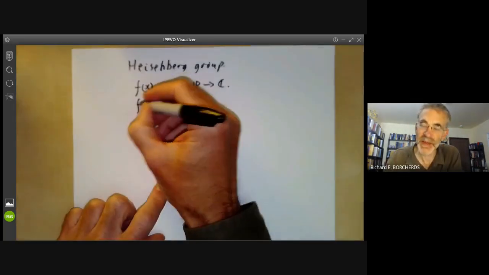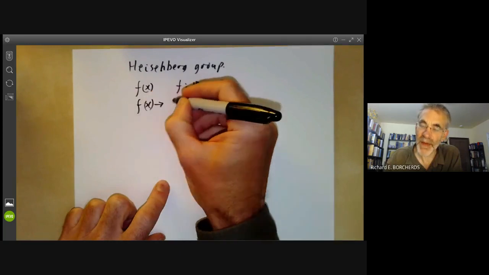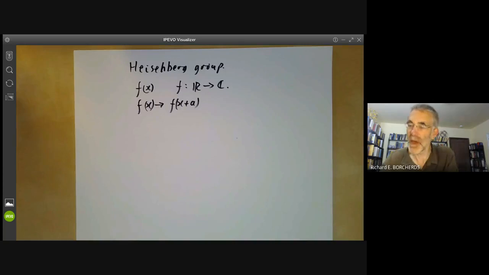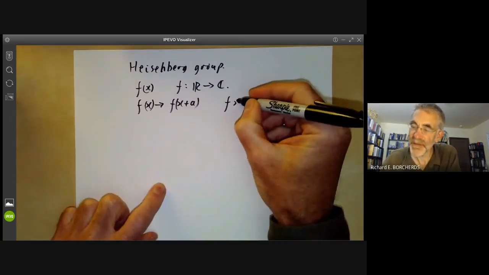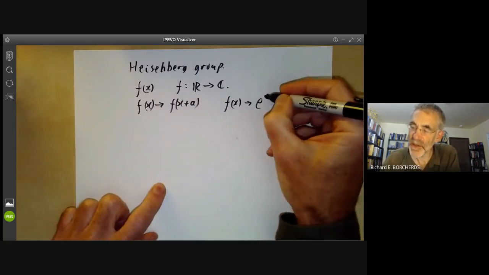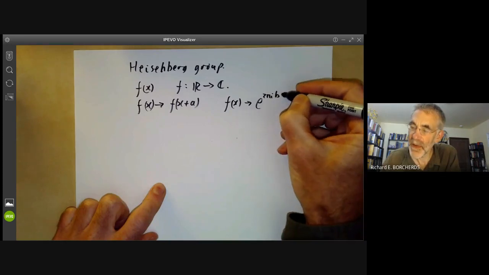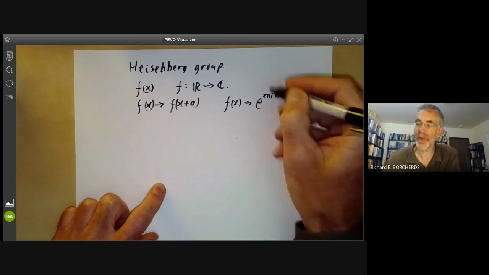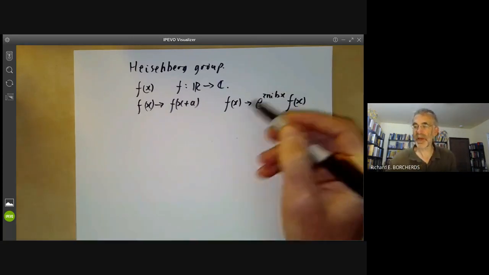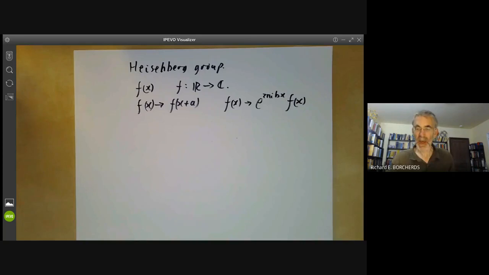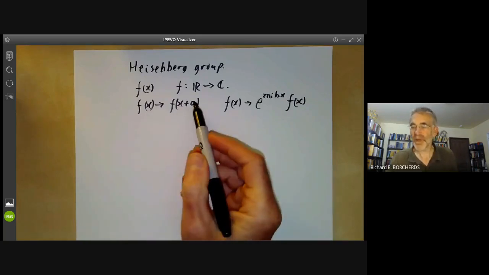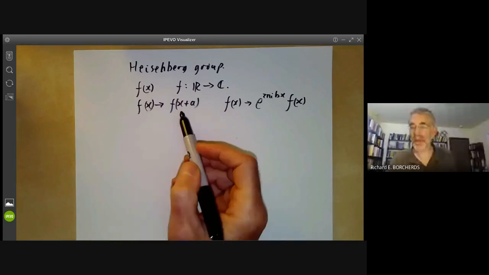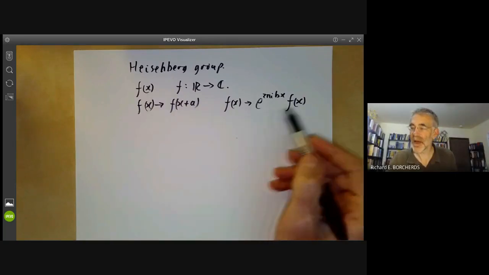You can take f of x to f of x plus a, so we just translate the function left or right. And we can also change the function f of x to e to the 2 pi i b x times f of x. So we just multiply it by this periodic function. And in quantum mechanics, I think this one corresponds to a momentum operator, and this one corresponds to a position operator, or maybe they're the other way around.